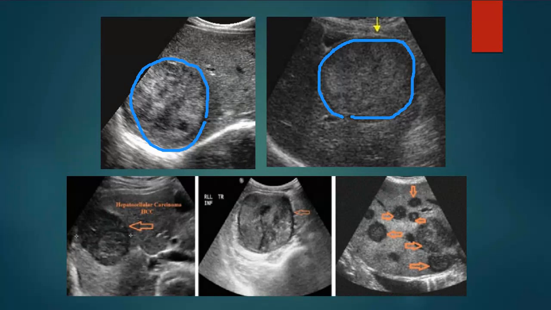Same thing with this picture on the bottom right. That kind of looks like the hepatic candidiasis, right? The bullseye, the target appearance. So we don't want to just write something off because it looks like something else that we learned about.